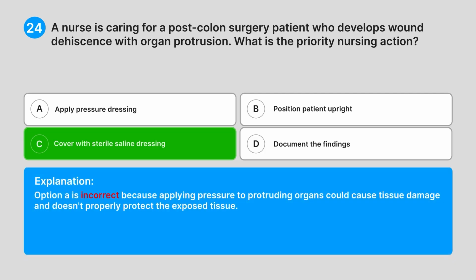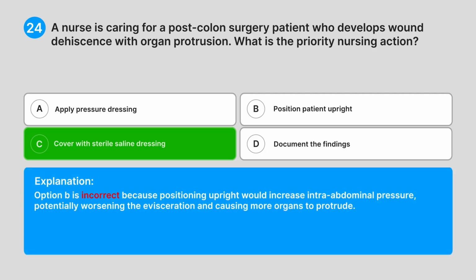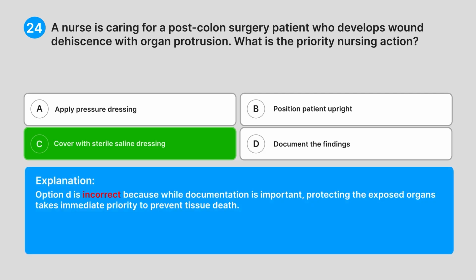Option A is incorrect because applying pressure to protruding organs could cause tissue damage and doesn't properly protect the exposed tissue. Option B is incorrect because positioning upright would increase intra-abdominal pressure, potentially worsening the evisceration and causing more organs to protrude. Option D is incorrect because while documentation is important, protecting the exposed organs takes immediate priority to prevent tissue death.